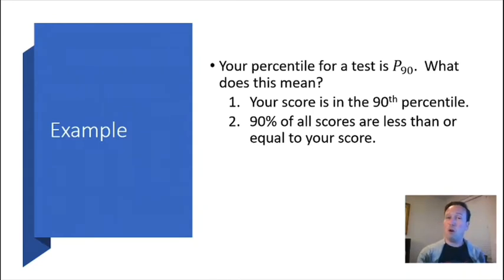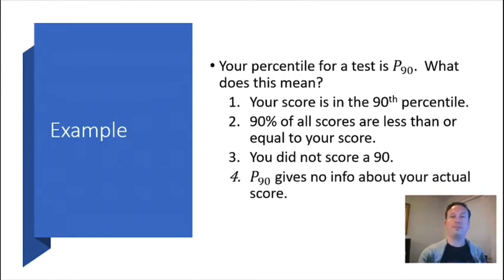So it sounds like overall you did pretty good in terms of rank. That also means that 10% of test takers did better than you. Something else that it means: it does not mean that you scored a 90. So the 90th percentile is not a grade of 90. And of course, number 4 follows from number 3. P90 doesn't give you any information about your actual raw score itself. It just gives you an indication of your ranking or your placement compared to everybody else that took that test.